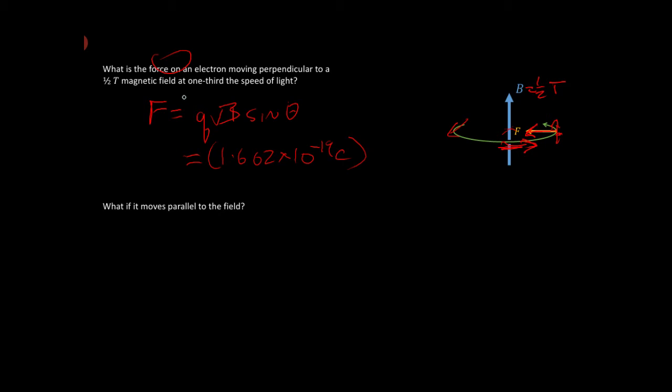And we're going to say that it's going 1/3 the speed of light. The speed of light is 3 times 10 to the 8th meters per second, which means the V here is 1 times 10 to the 8th meters per second. B is 1/2 Tesla, and sine theta is 1. So this is theta. It's the angle between the velocity and the field, so that's going to be 90 degrees. The sine of 90 degrees is just 1.